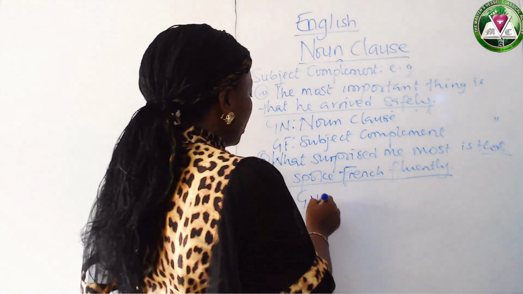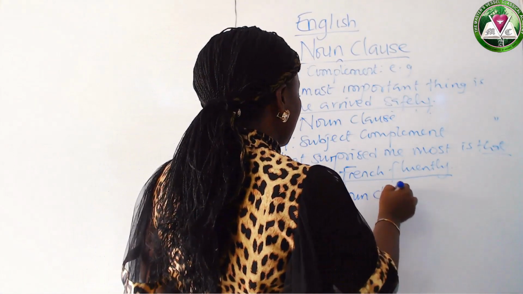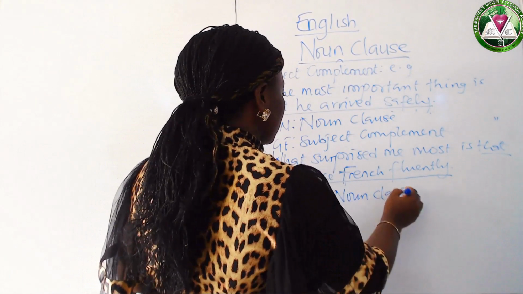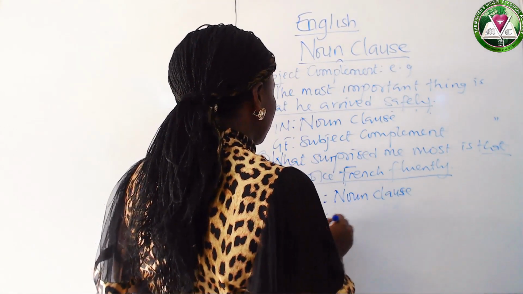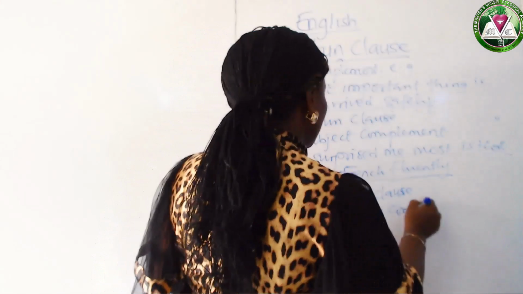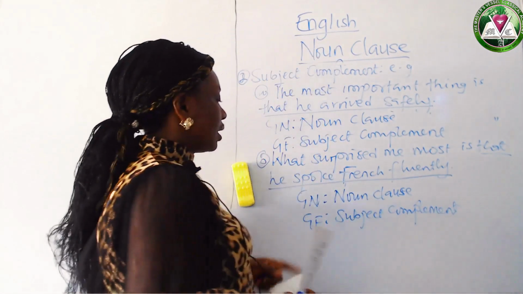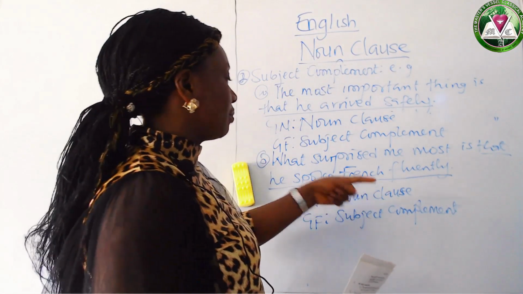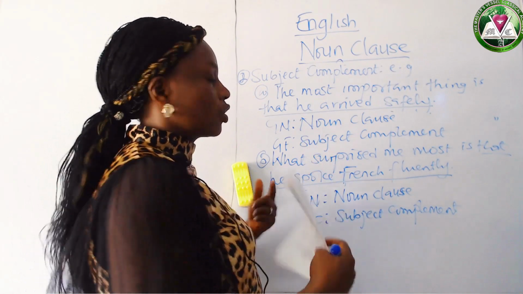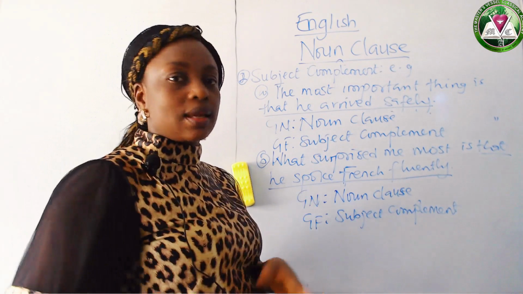So we say GN, noun clause, then GF, subject complement. Now further explanation will say that the noun clause, which is that he spoke French fluently, is the same thing as the subject. What surprised me most? Okay, so I hope that is clear.